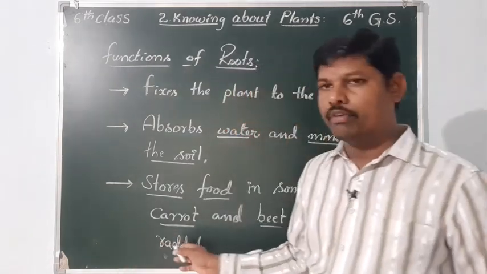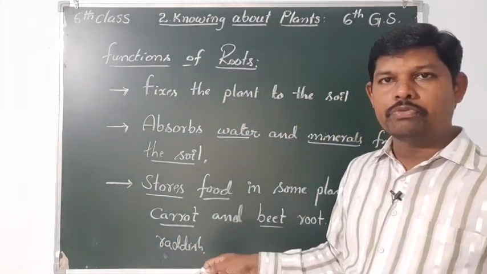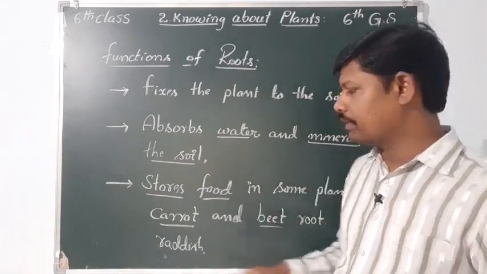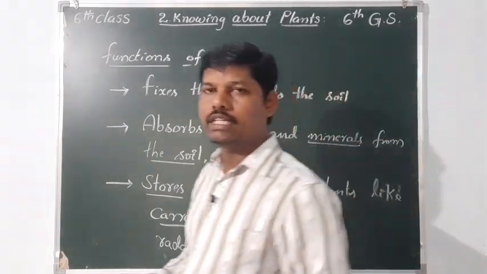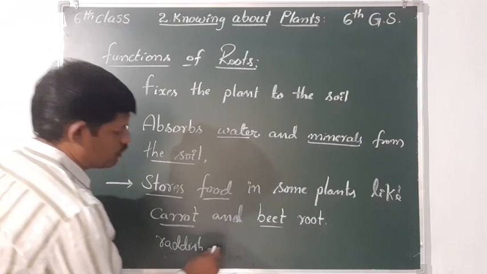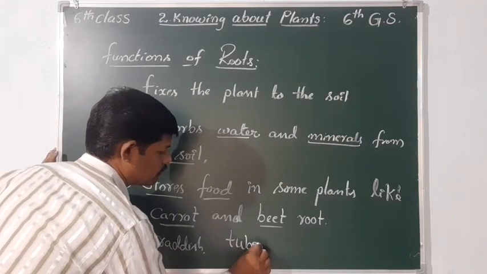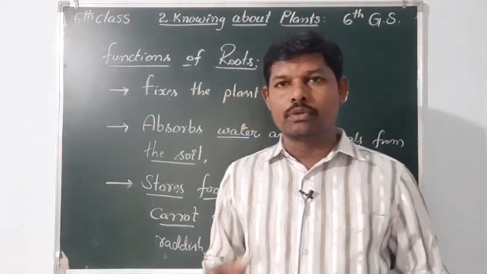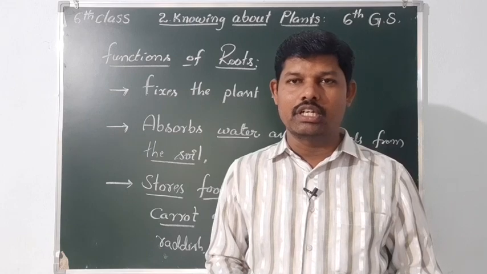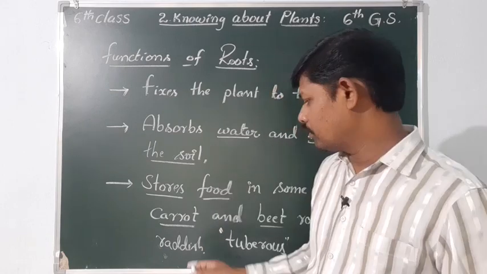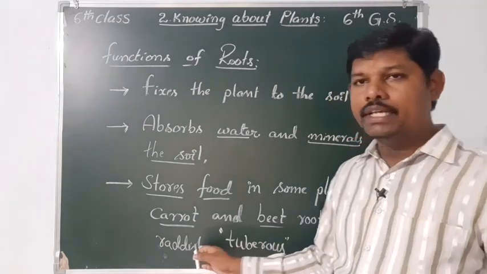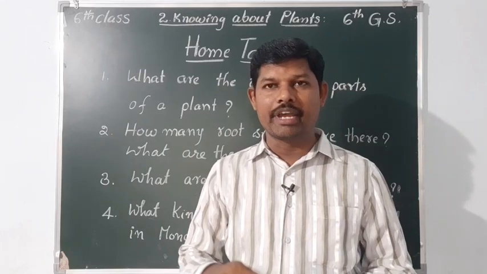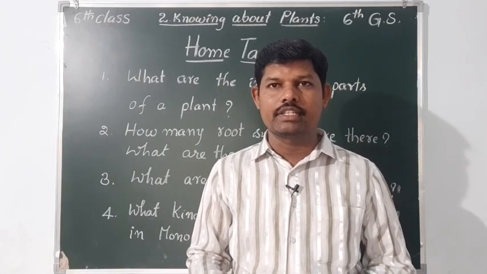When they store food in their roots, the roots become bulged. These types of roots are called tuberous roots. The roots which store food in them are called tuberous roots. So carrot, beetroot and radish are called tuberous roots. My dear students, the remaining parts and their functions let us discuss in the next class.